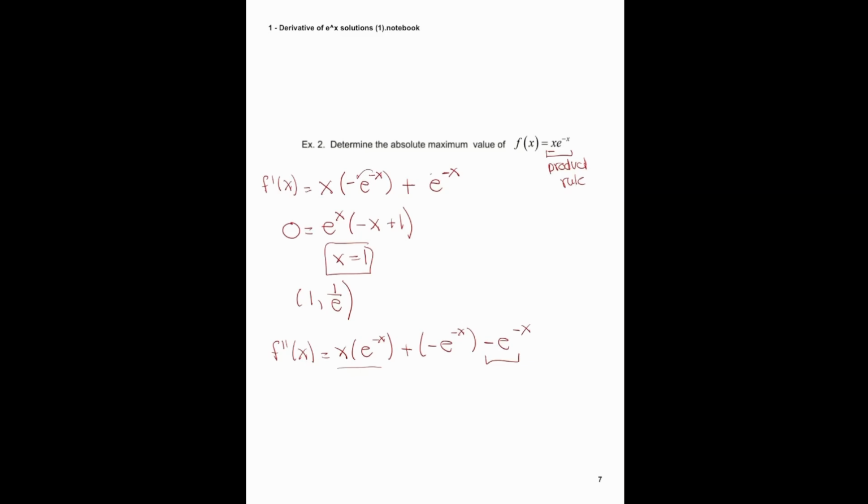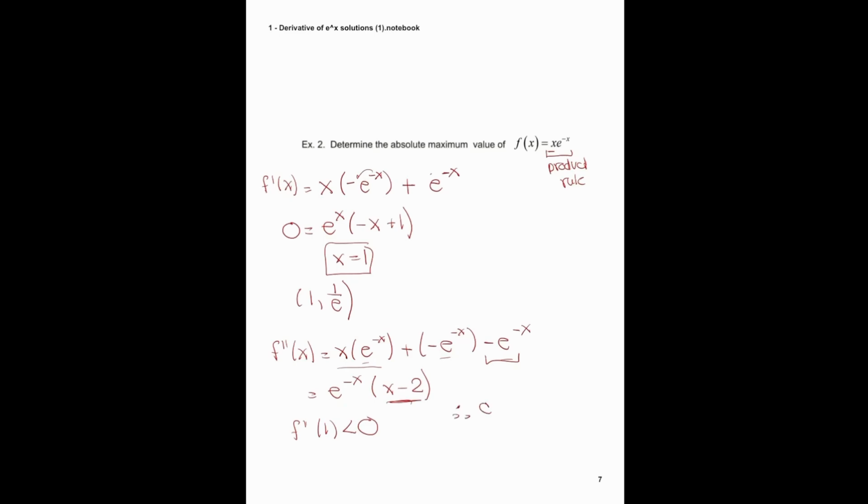Okay, so if we simplify, we have an e to the negative x in every part, so we can take that out. And when we take that out, so there's my e to the negative x, because we have it here, we have it here, we have it here. I can pull it out of everything, and that leaves us with e to the negative x times x minus 2. If we put 1 into this equation for our second derivative test, we find that the second derivative at 1 is going to be less than 0, because this 1 minus 2 is going to be a negative 1. That's going to give us a negative answer.